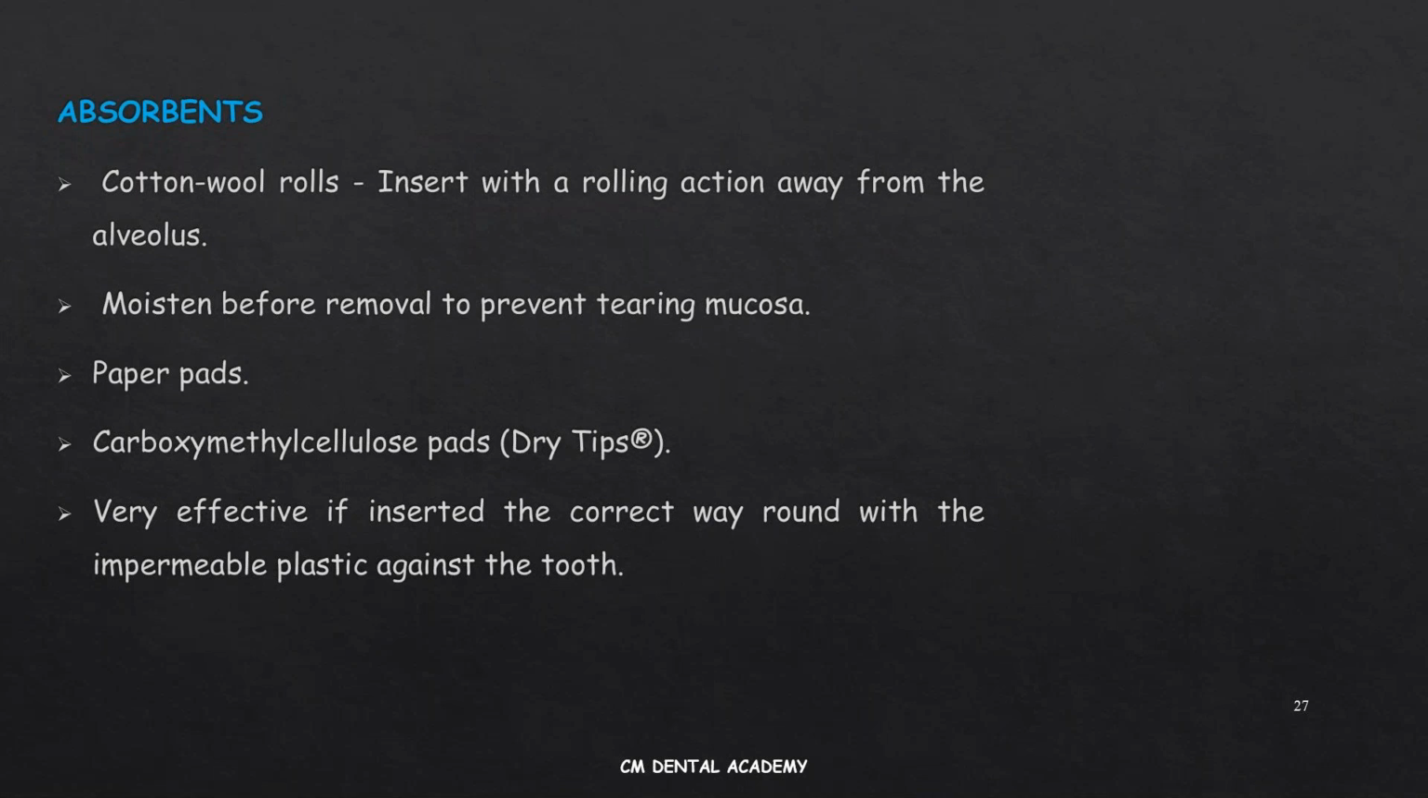Absorbents such as cotton wool rolls: insert with a rolling action away from the alveolus. Moisten before removal to prevent tearing of the mucosa. It will end up excessively drying the mucosa and tear it. Paper pads are also used. Carboxymethyl cellulose pads are also available. These seem to be very effective if inserted the correct way around, with the impermeable plastic against the tooth.